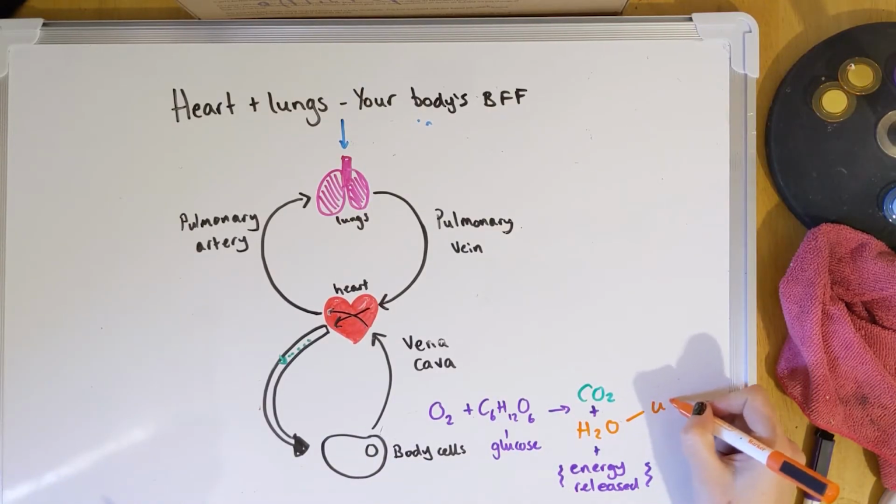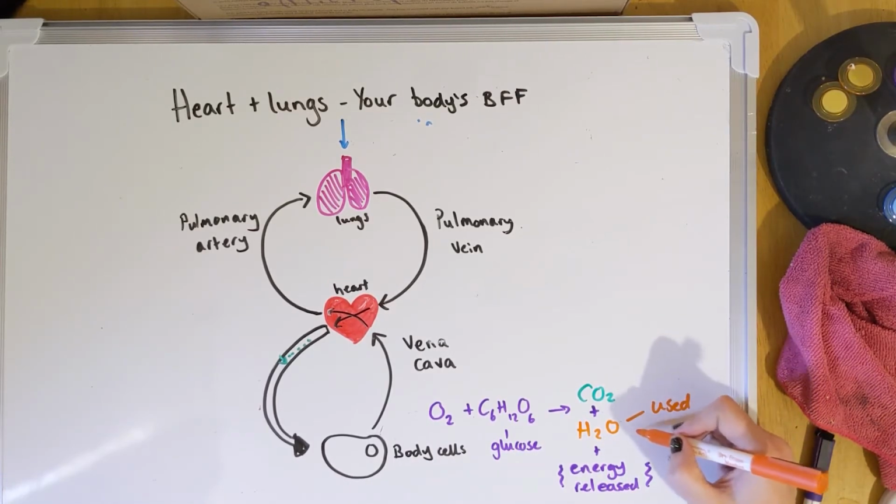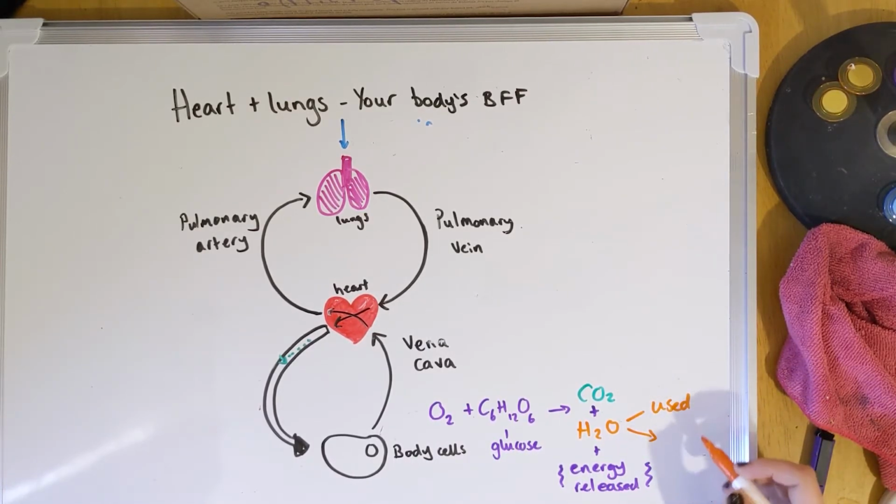Now, any water that's made does get used in your cells, or if it's excess water, so water we don't need, it's going to be taken to the kidneys and removed in your urine. Carbon dioxide, on the other hand, has to come out through our breathing.